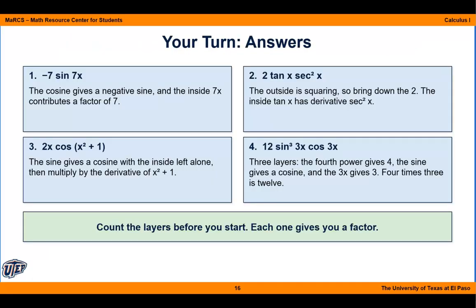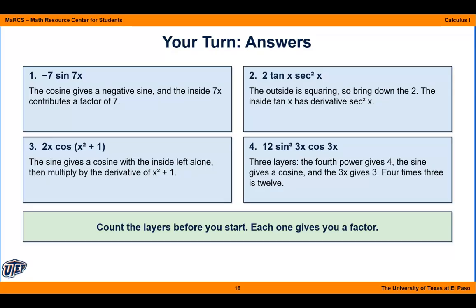Let's check the answers. For problem 1, the cosine becomes negative sine, and the inside contributes 7. So y prime becomes negative 7 times sine 7x. For problem 2, the outside square contributes 2 tan of x, and the derivative of tan x is secant squared x. That'll give us y prime is equal to 2 tan of x times secant squared of x.